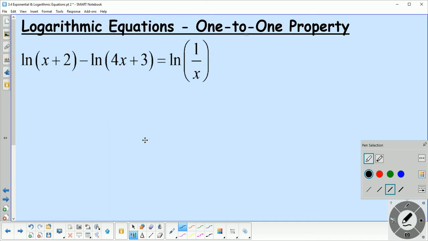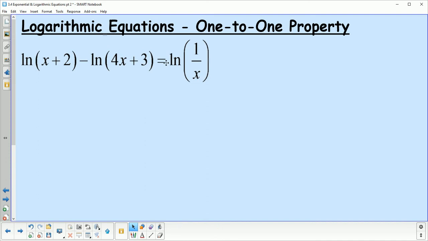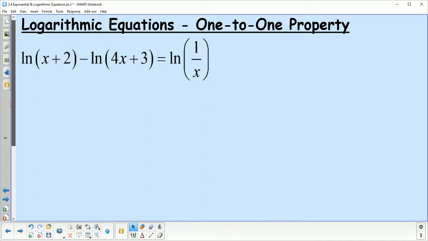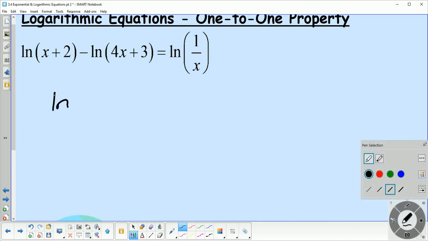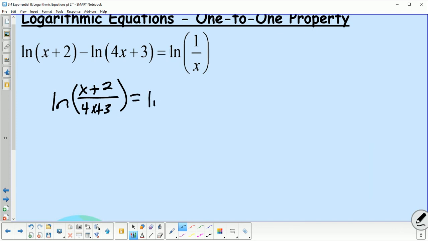solution. So to show you an example of one that is really important to check the solution, like we said, we need to write it as the same log on both sides. This problem looks a little more complicated than we've done before. It is going to create a quadratic equation, which you'll see in a minute. First thing we need to remember, to create one log, subtraction is division when we talk about logs. So we need to take the log of (x plus 2) over (4x plus 3) equals the natural log of 1 over x.